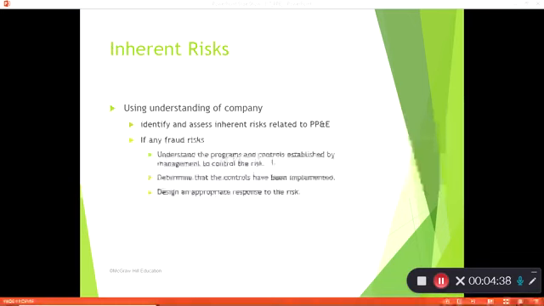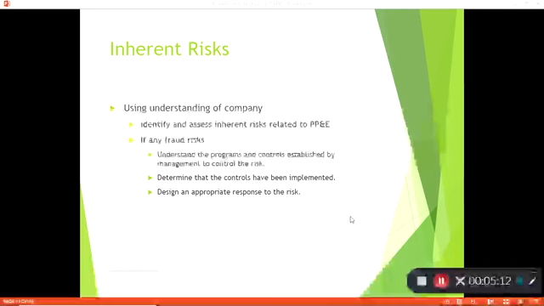And so, some inherent risks: we're going to try to understand the company, to what extent it is capital intensive, where are the significant pieces of equipment or buildings? What are the risks to those? So we're going to spend some time thinking about that. These are highly technical or highly specialized pieces of equipment.